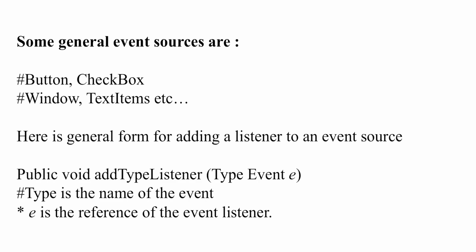This is the general form of adding a listener to an event source: public void add type listener (type event e). Type is the name of the event, and e is the reference to the event listener, to whom it has been registered.